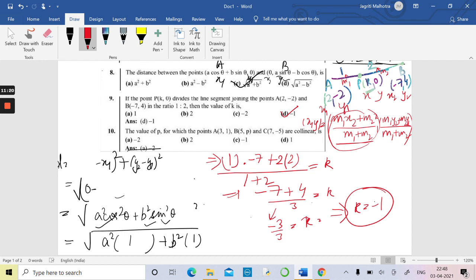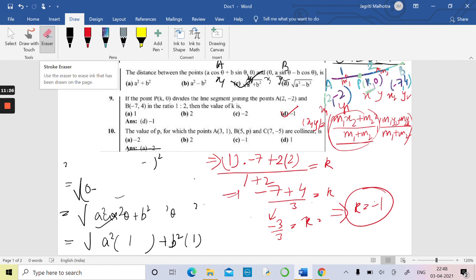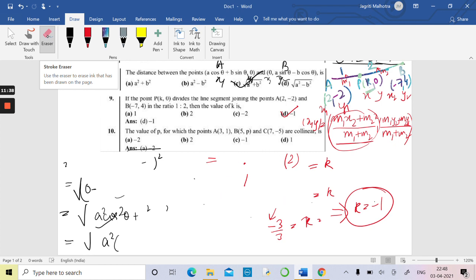Okay. Now our next question is the value of p for which the points A(3, 1), P(5, p) and these points are collinear. Okay, so what is the basic principle when we have to find out whether these points are collinear or not? We find the slopes between them.